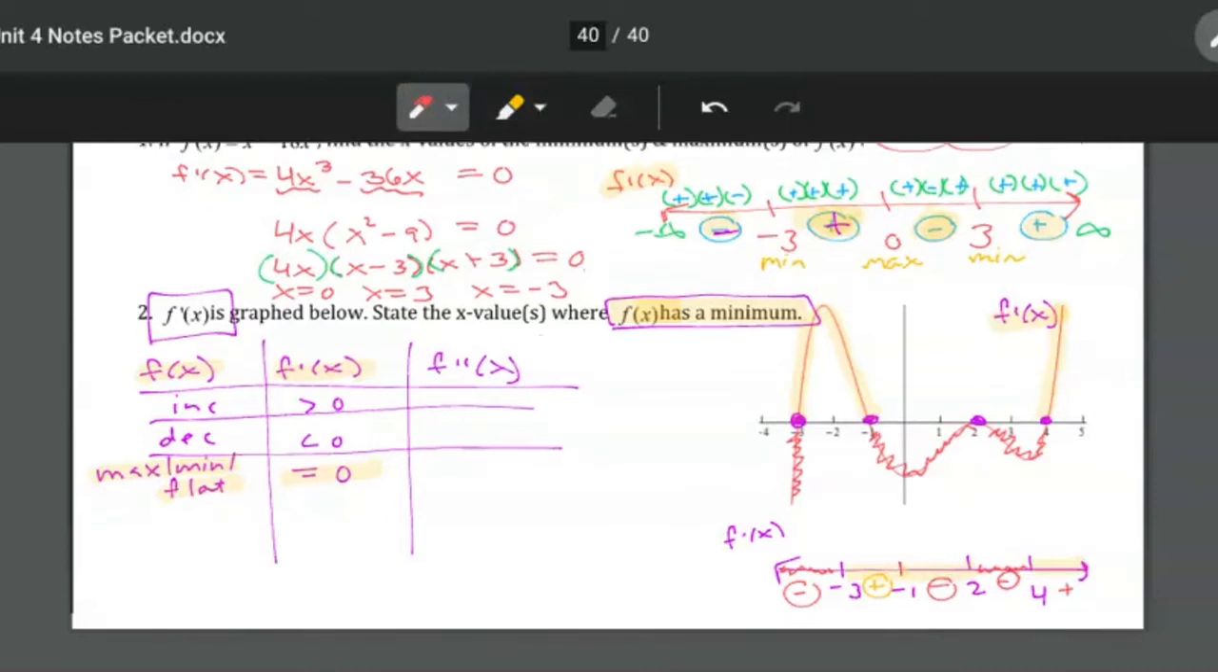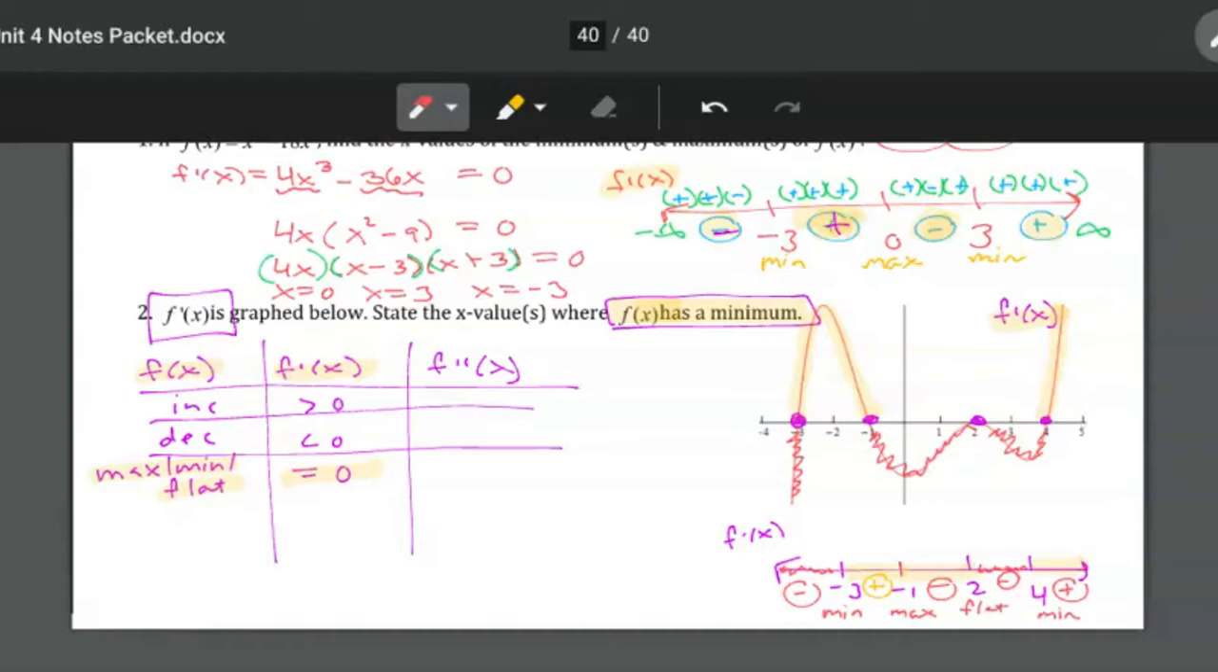So I think just writing it that way helps me to figure out, okay, -3 is a minimum, -1 is a max, 2 is a flat, right? It doesn't change. It goes from negative to negative, so 2 is a flat zone, and then 4 goes from negative to positive, so that's a minimum.